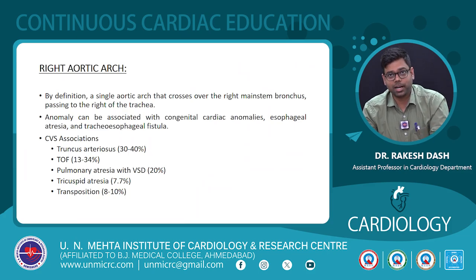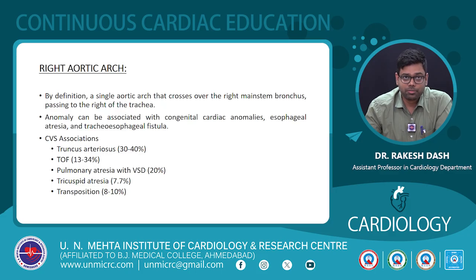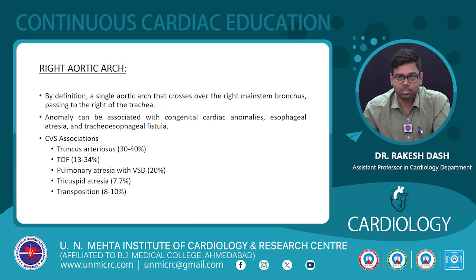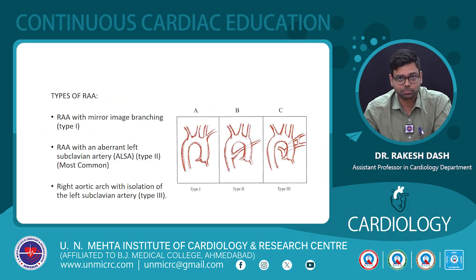So, coming to the right aortic arch. By definition, it is a single aortic arch that crosses over the right mainstem bronchus, passing to the right of the trachea. The anomalies associated are congenital cardiac anomalies, esophageal atresia, and tracheoesophageal fistula. What are the associations with the CVS? Truncus arteriosus, TOF, pulmonary atresia with VSD, tricuspid atresia, and transposition.